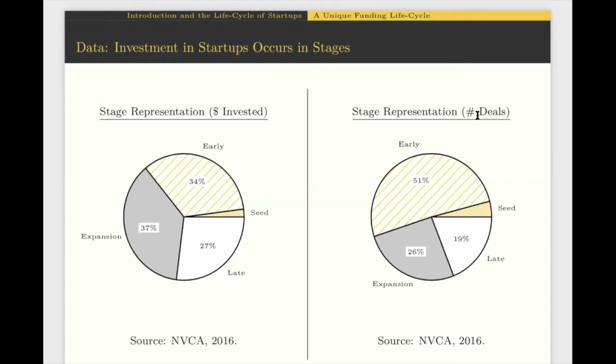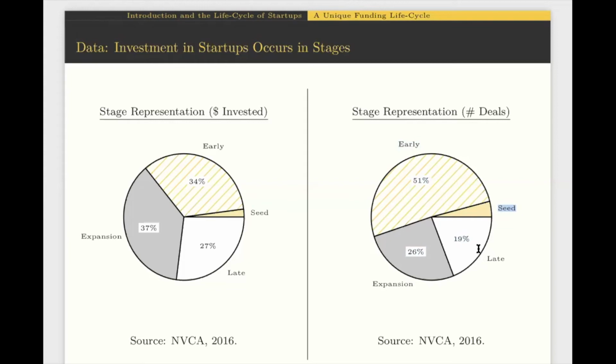And so what we can see is, by number of deals, 51% of VC funding deals are early stage. This is pretty much Series A funding rounds, which tends to be the first round of funding where venture capitalists participate. 26% of the deals are expansion, which is basically defined as Series B and Series C, so the second and third VC funding rounds. And then the fourth VC funding round and beyond, about 19% of deals. There's also a small amount of seed deals.